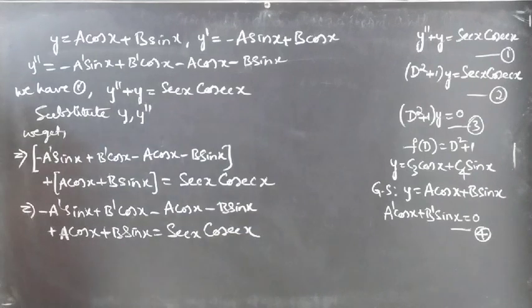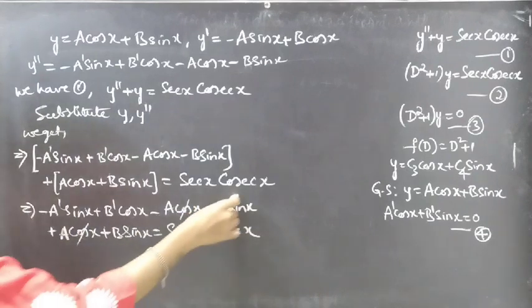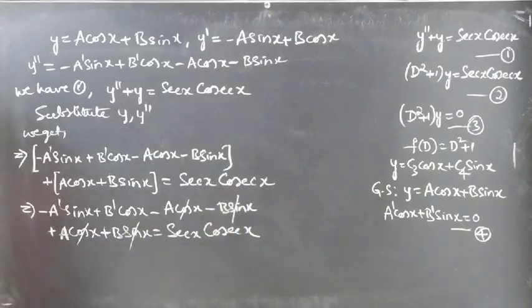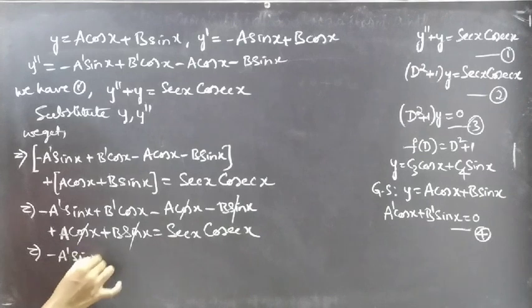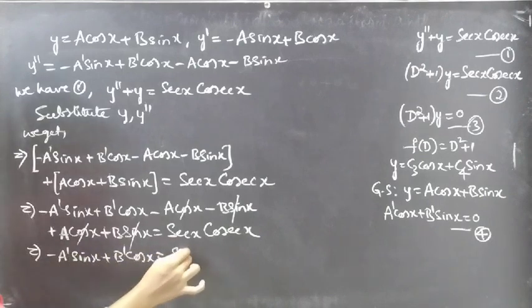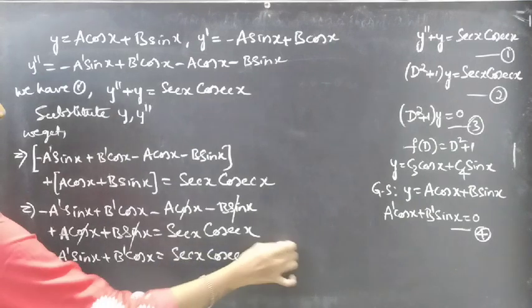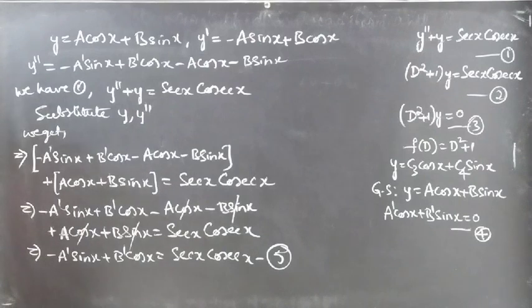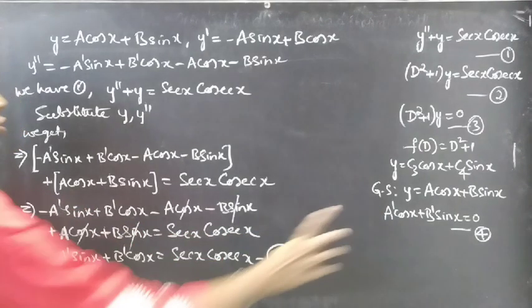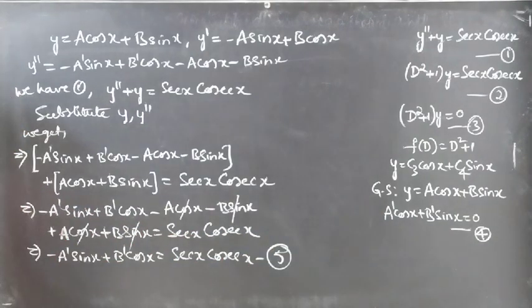So here minus a cos x plus a cos x gets cancelled. Likewise, minus b sin x plus b sin x gets cancelled, and this results in minus a dash sin x plus b dash cos x equal to secant x cosecant x, considered as equation number 5, right? Now by solving equation 5 and equation 4, we'll get a dash and b dash. Let's now solve 4 and 5.